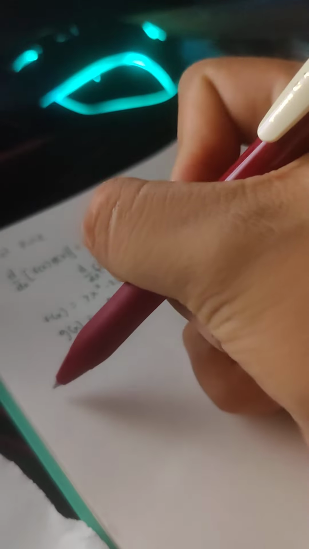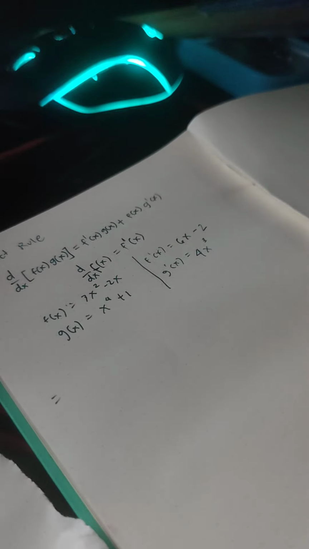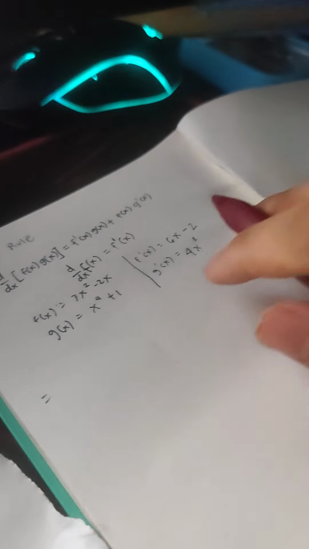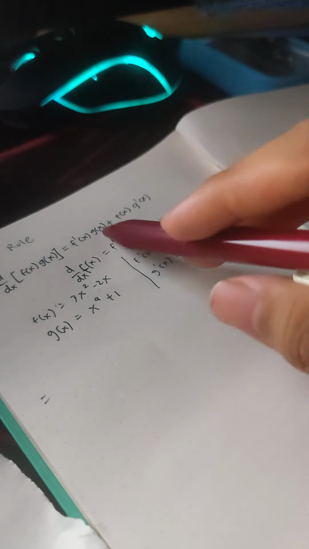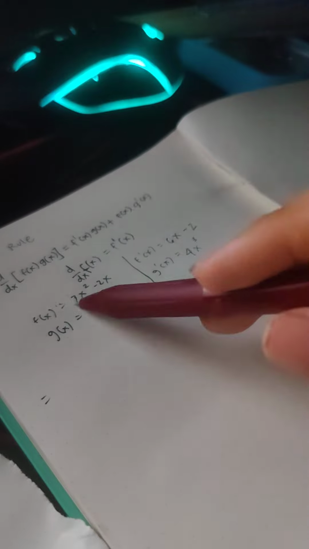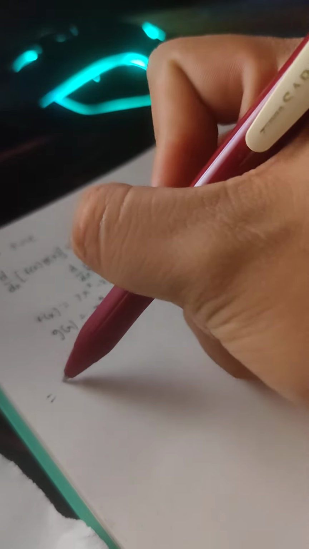So, you'll just have to substitute since you already have this solved. So, this is given and then these are the two that you've solved. So, just substitute. So, you have f prime x, ito. And then g of x, ito. f of x, ito yon. And then g prime x, ito yon. So, yun, substitute mo lang.